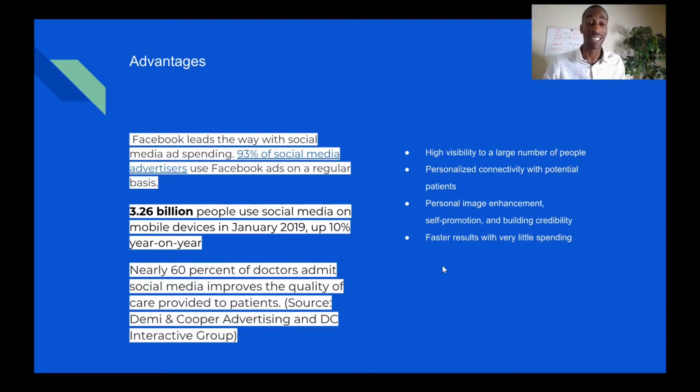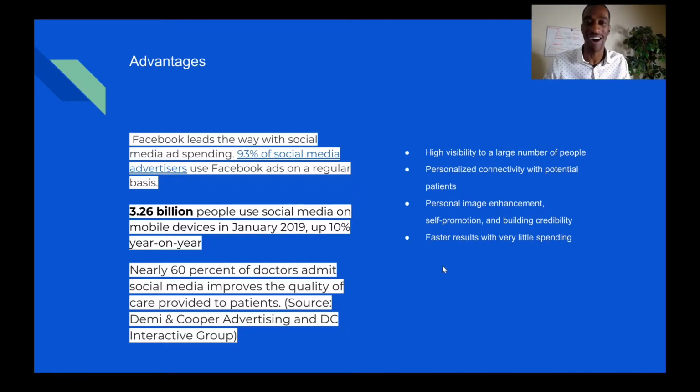Now, nearly 60% of doctors admit social media improves the quality of care provided to patients. You're available, and you're providing high visibility to a large number of people. Not only that, you have the personalized connectivity that you provide with potential patients. Not only that, the loyalty. People see, okay, this person is legit. So it helps enhance your personal image, self-promotion, and building credibility.